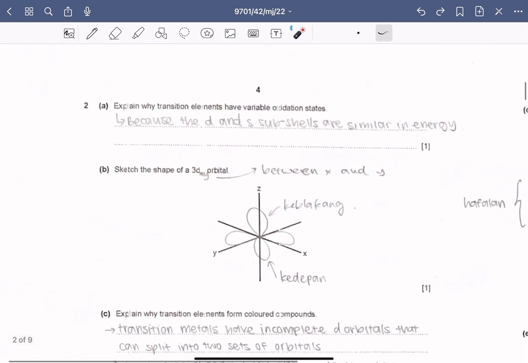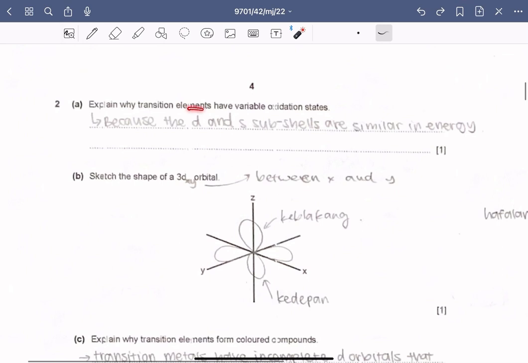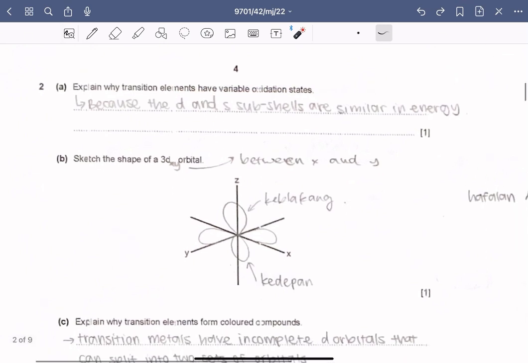2a. Explain why transition elements have variable oxidation states. It is because the 3d and 4s subshells are similar in energy, and therefore it causes incomplete d orbitals, and so it causes variable oxidation states.